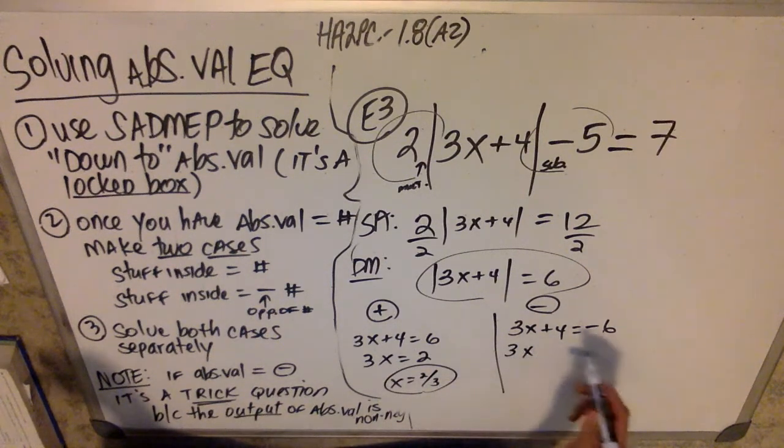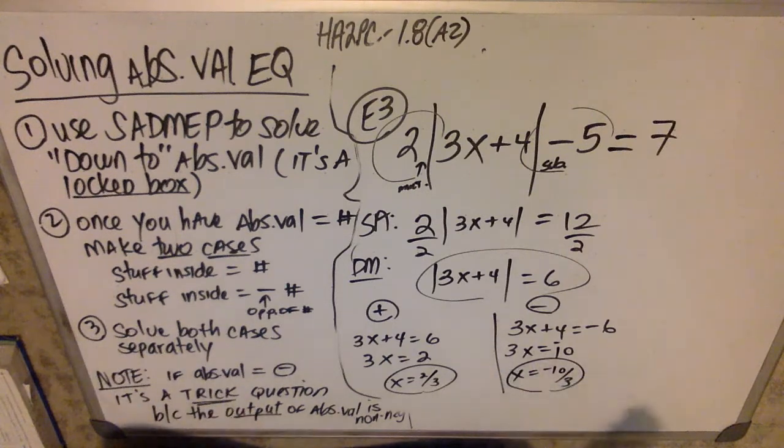Or 3x, when I subtract the 4 over, I get is a negative 10, so I'm going to get x is negative 10/3. Notice I'm not putting a lot of thought into giving you nice, happy answers. Lots of these have come out to be decimals or fractions, and that's fine. So these are my two answers on a number line, right?